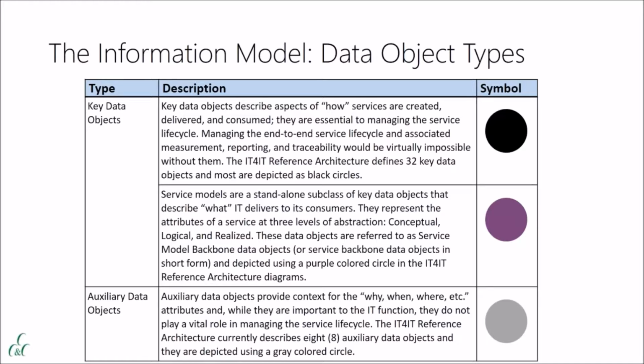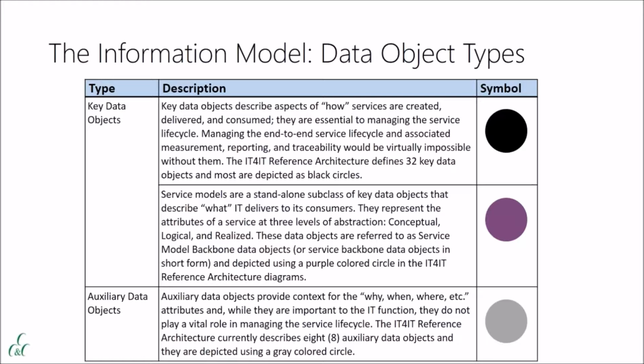These are important, and the reason they're key data objects is because if you can get all of these things managed consistently across your value chain, you've gone a long way toward being able to get control of your IT enterprise operation. The purple ones are data objects that are instances of the life cycle of the service model, and these are what I referred to before as conceptual, logical, and realized service model. These are the key things at the core of the data model.